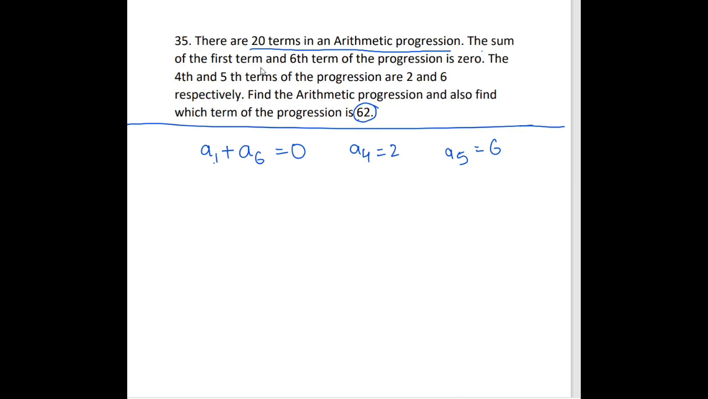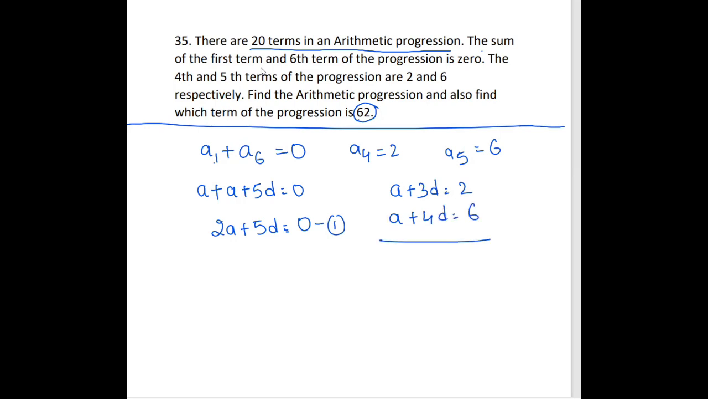So what is A? You write this A itself. How do you write A6? A plus 5D is equal to 0. This I'll write as equation 1 and keep. Next, A4. What is A4? A4 is 2. So A plus 3D is equal to 2. What is A5? A plus 4D is equal to 6.